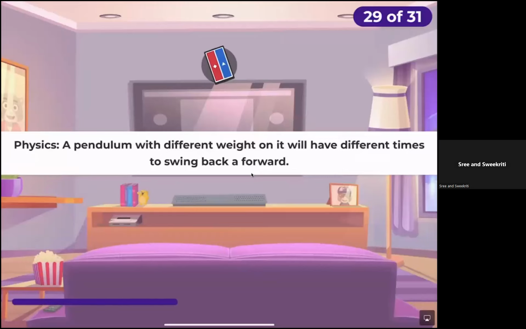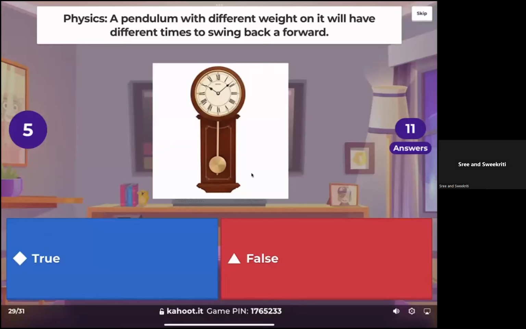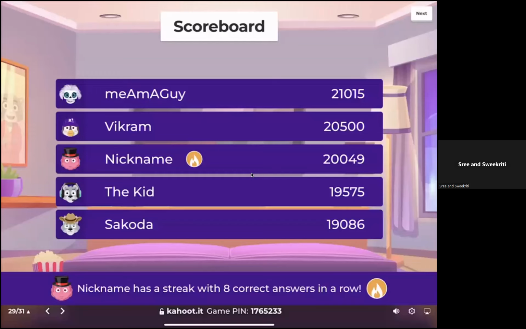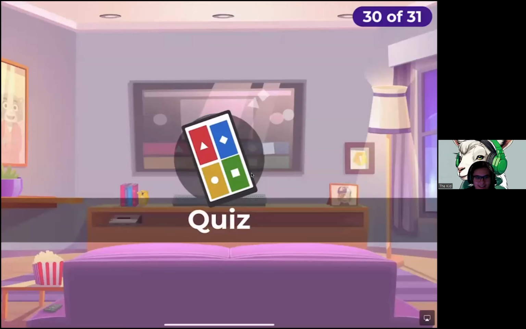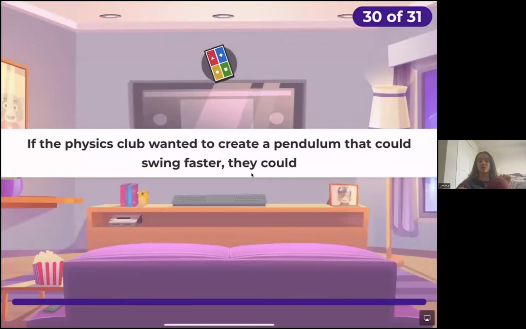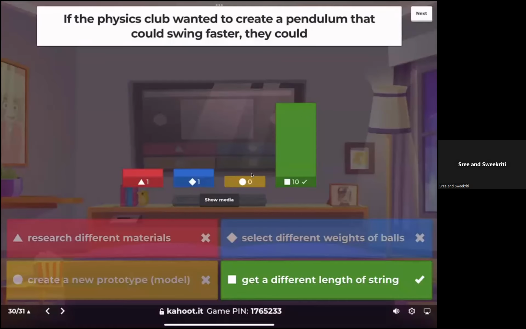A pendulum on different planets. True. I can't believe I just passed Alexis. If the physics club wanted to create a pendulum, they could create a new prototype. Yeah, I guess they have to.